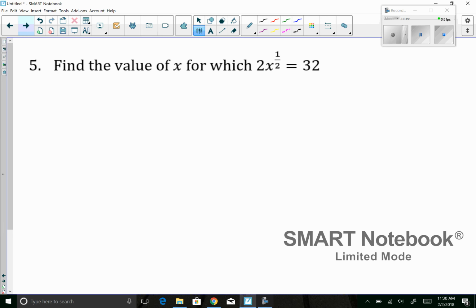All right, so moving on. Number 5 says, what is the value for x? If I divide both sides by 2, I get x to the 1/2 power equals 16. Well, x to the 1/2 power is really the square root of x equals 16. So then if we square both sides, I get x equals 256.